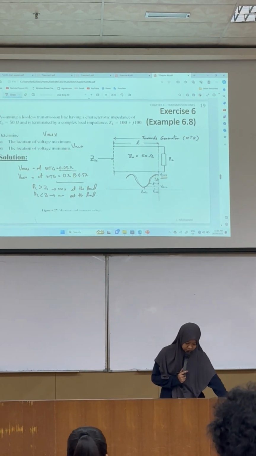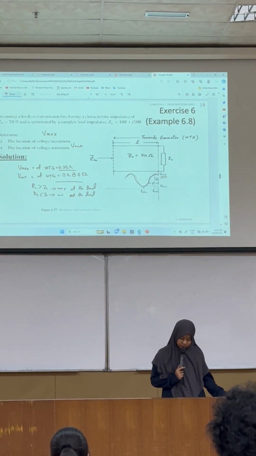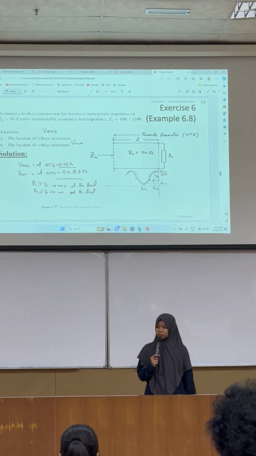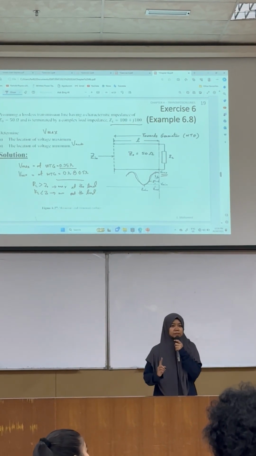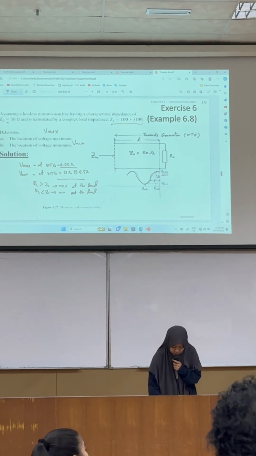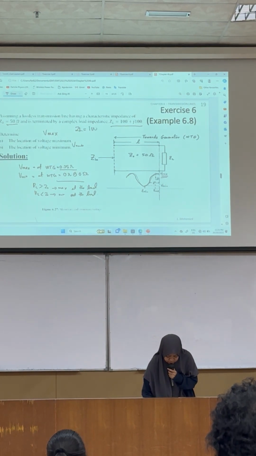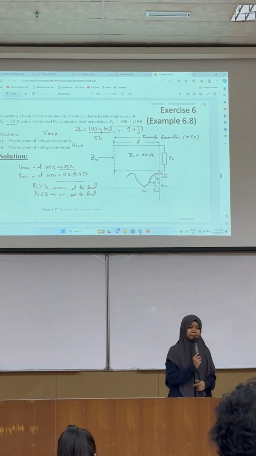ZL equals 100 plus j100, Z0 equals 50. Normalize: 100 plus j100 divided by 50, so you get 1 plus j1. Okay, can you plot 1 plus j1 in the Smith chart?